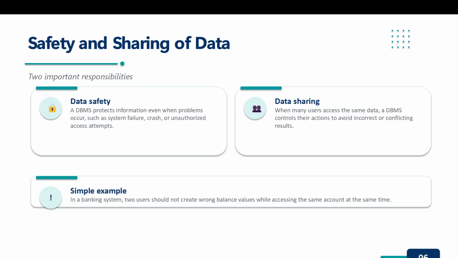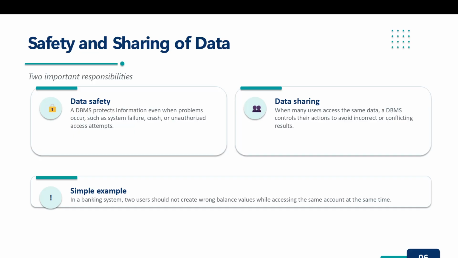Now, this is a very important part of DBMS. A DBMS may contain very important information, for example, bank data, hospital records, college marks, company salary details, and so on. So, the DBMS must protect the data. First, the DBMS should protect data from system failures. Sometimes a computer system may crash, power may fail, or some error may occur. Even in such situations, the DBMS should try to keep the data safe and recover if it is needed.